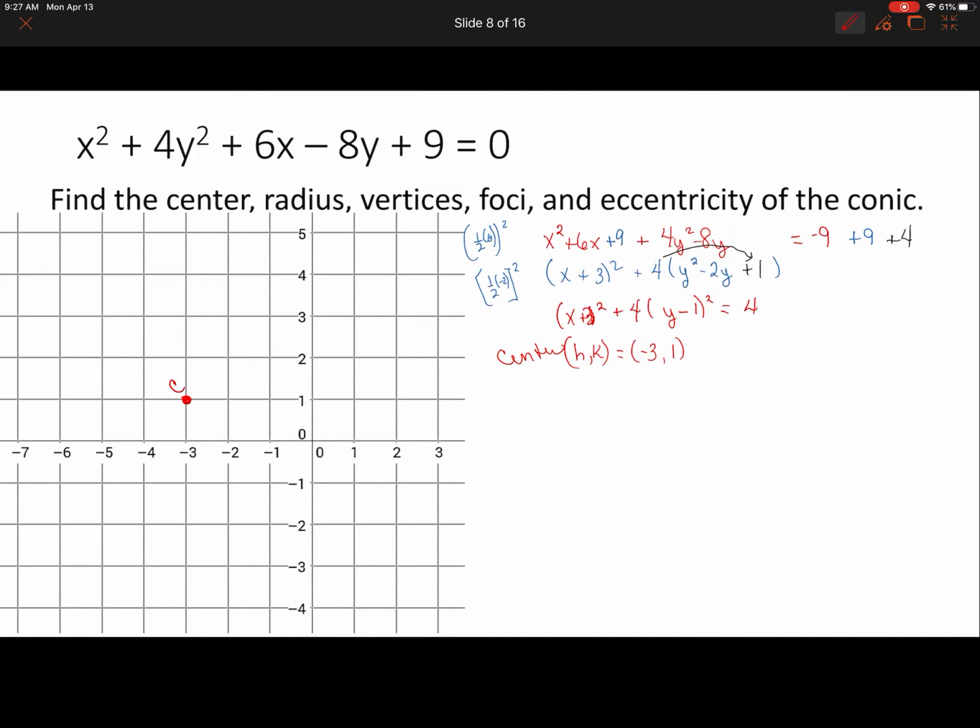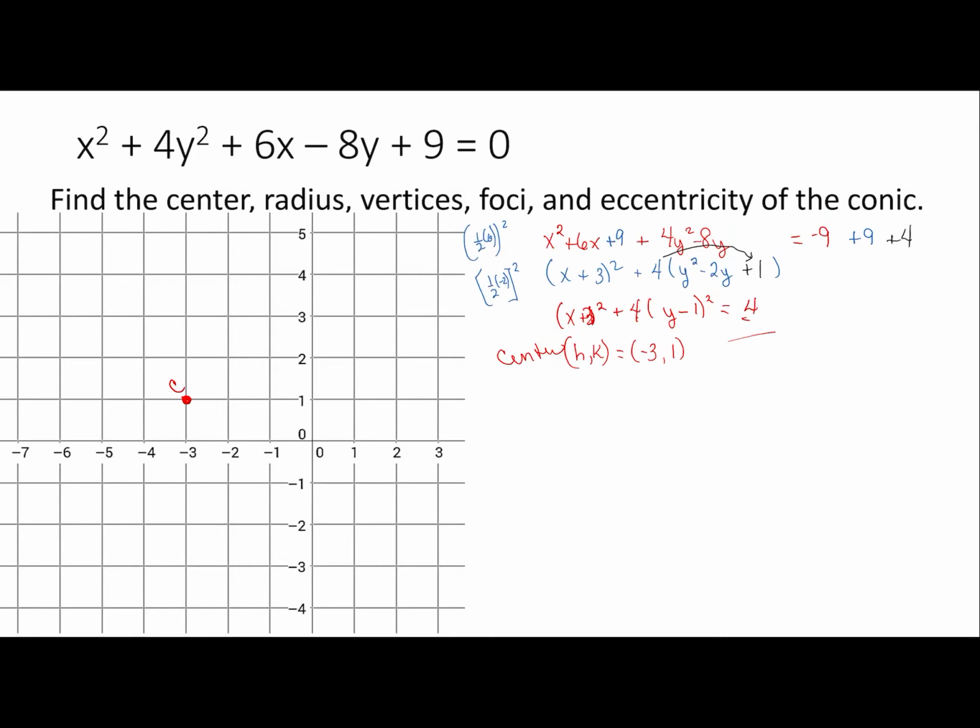This particular conic, we want to take it and finish it off. We have a 4 over here and a 4 here. That tells us it's not a circle. So we're going to divide every term by 4 to get it into standard form for an ellipse, and we'll have (x plus 3) squared over 4 plus 4 over 4 simplifies to 1, so (y minus 1) squared, if you want to put it over a 1 you can, is equal to 1. Now it's in standard form for an ellipse.